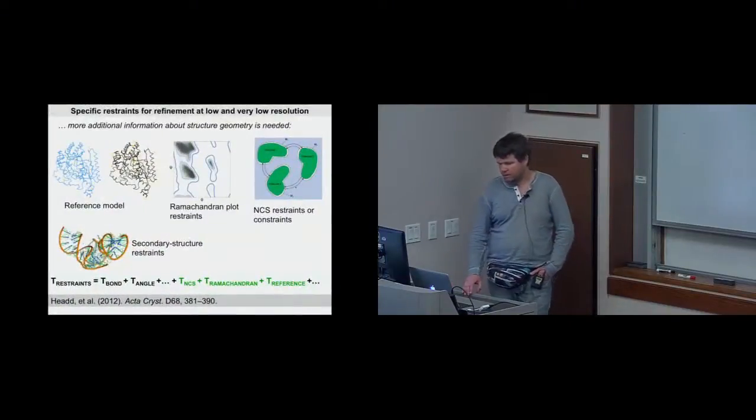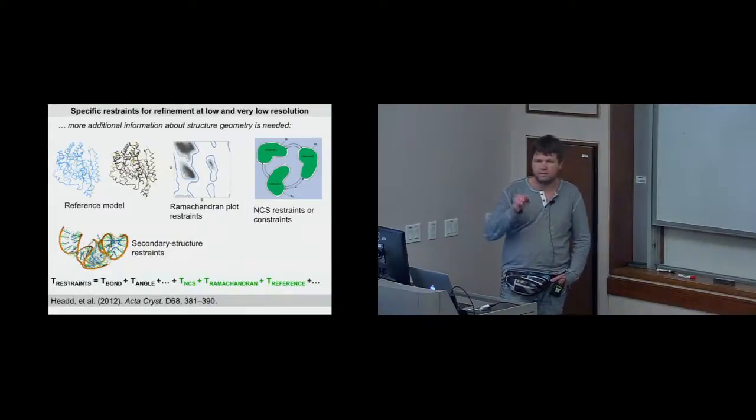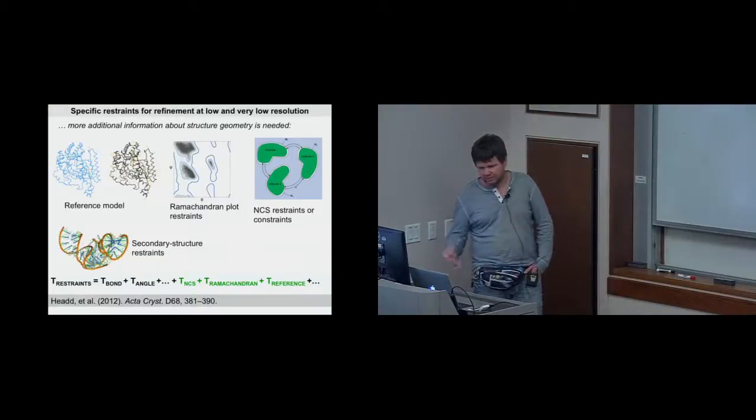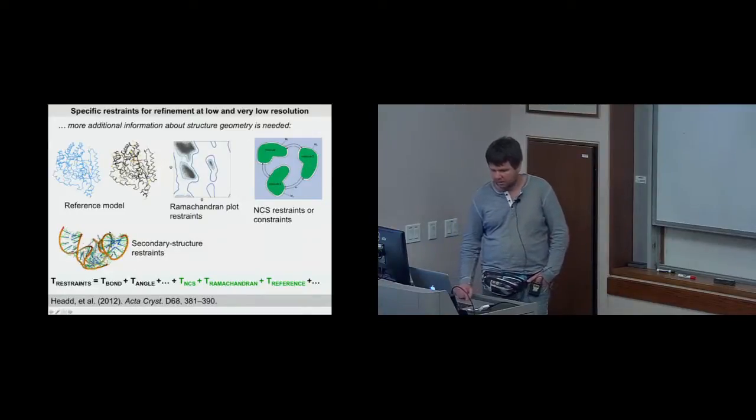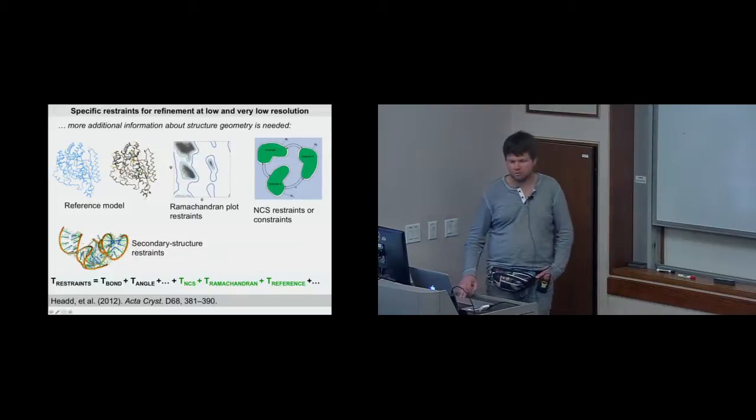As I mentioned, it's a good idea to use restraints designed for low resolution. We have all these restraints available in Phenix.refine. So NCS restraints and constraints now, secondary structure restraints, reference model restraints, it's all available. You can use it right now.